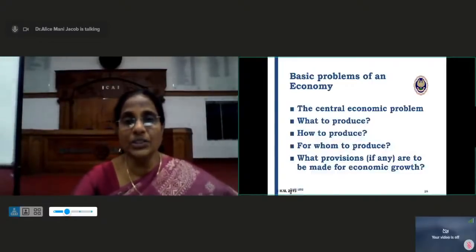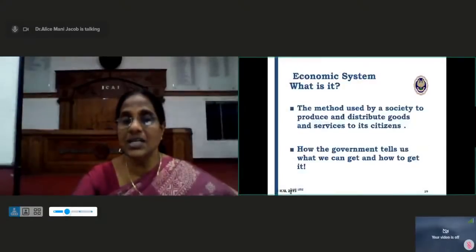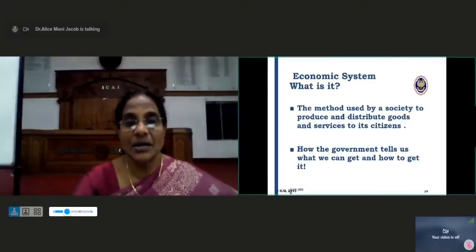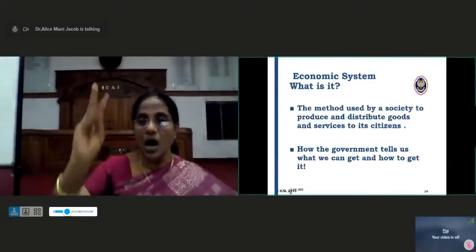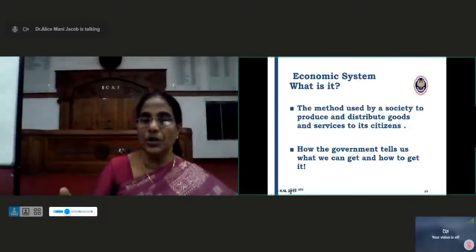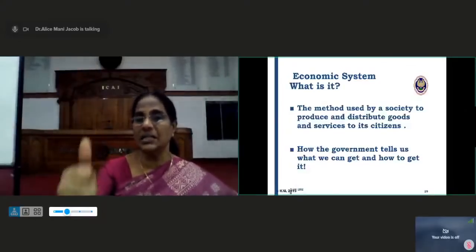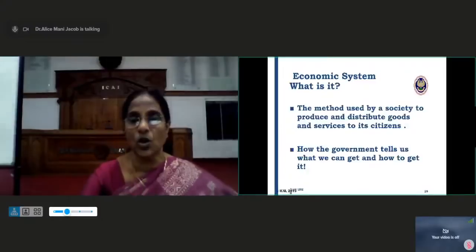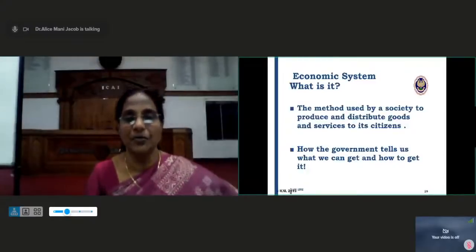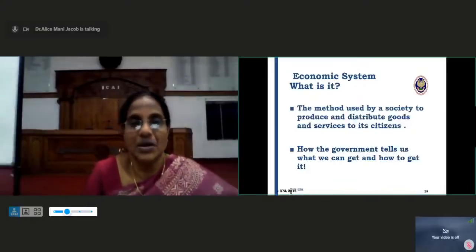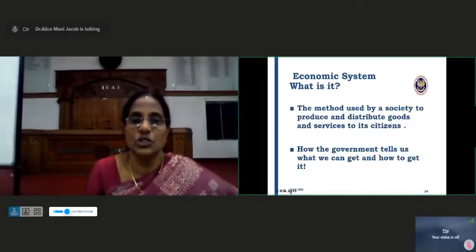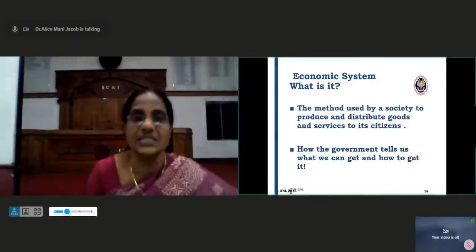So how much should be set apart, saved, in order to increase productivity? So these are the four big questions: what to produce, how to produce, for whom to produce, and how much should be set apart for future economic growth, saved so that we can invest. And that takes us to an economic system.